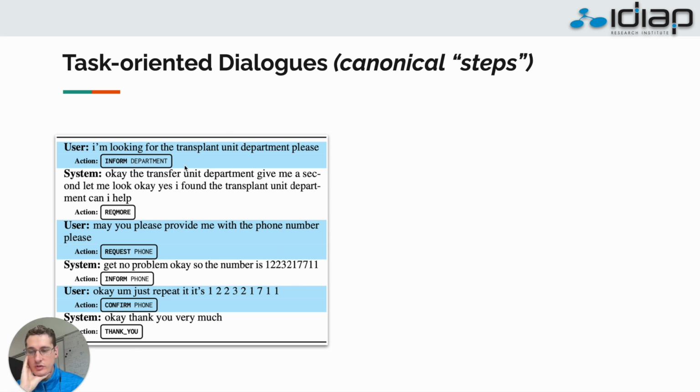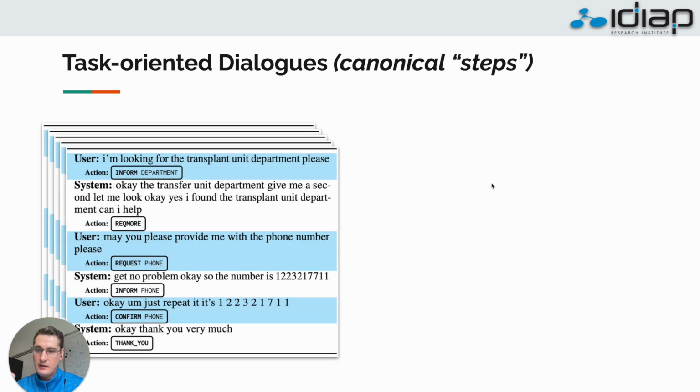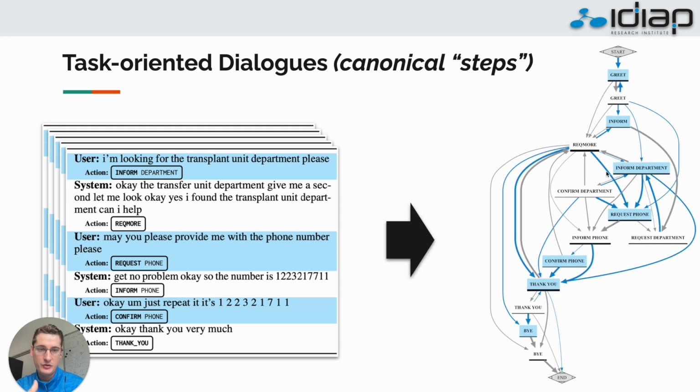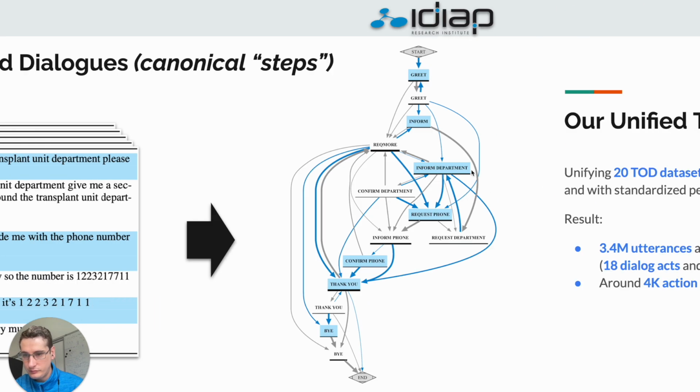So why not use this annotation to train a sentence encoder that can encode this type of information? If we have a collection of dialogues with this annotation, we can extract the flow. Similarly, if we have embeddings that encode this type of information, we can cluster them and try to extract a similar flow.